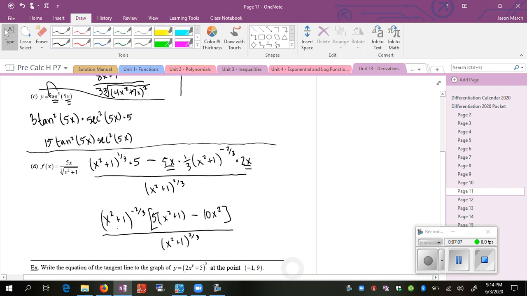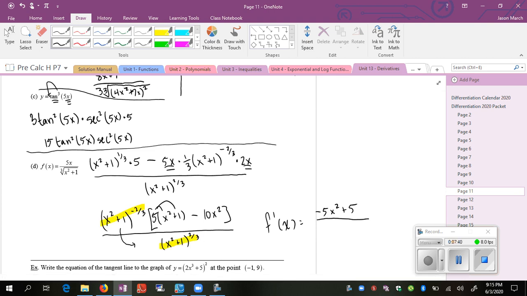So now that I factored that out, I could swing that down to the denominator and get a final answer of f prime of x equaling, up top, I can distribute into the parentheses. We have 5x squared plus 5, and then minus 10x squared. So I have negative 5x squared plus 5 over, when I combine this parentheses with this parentheses, I end up getting (x squared plus 1) to the 4/3.